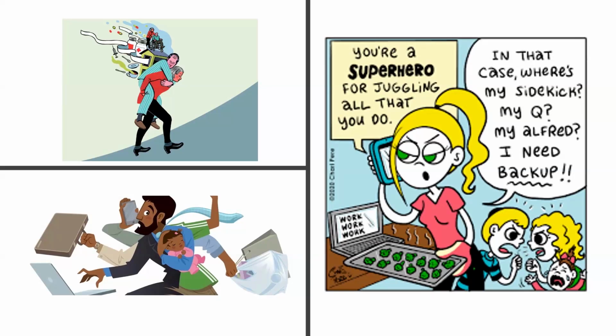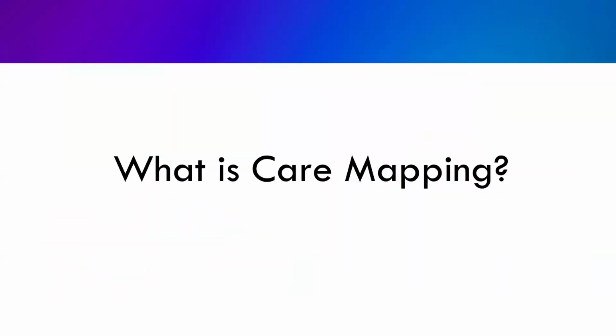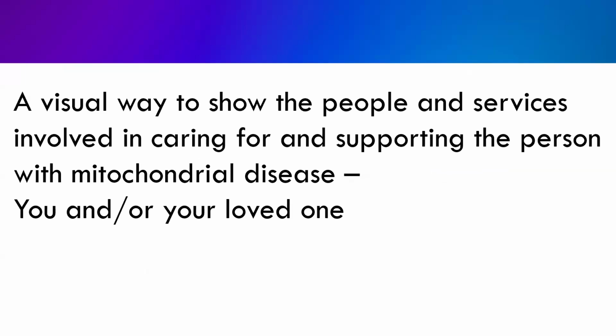The picture done? All right, so what is care mapping? Nikki? So it's a visual way to show the people and services involved in caring for and supporting the person with mitochondrial disease, you and or your loved one. That's the definition, right? But it's so much more than that and can be used in so many places. And we're going to get into that in a few minutes.